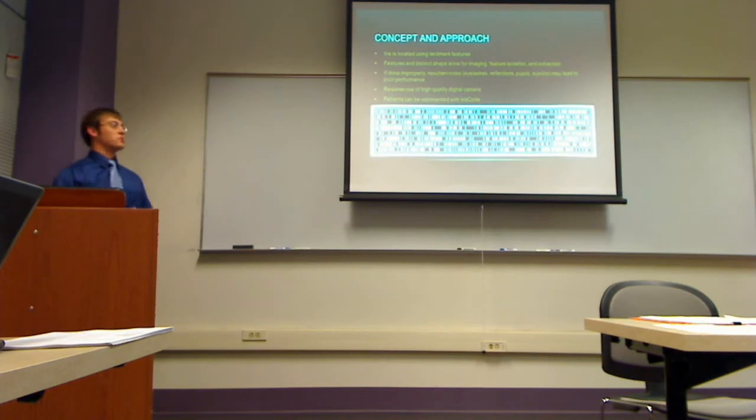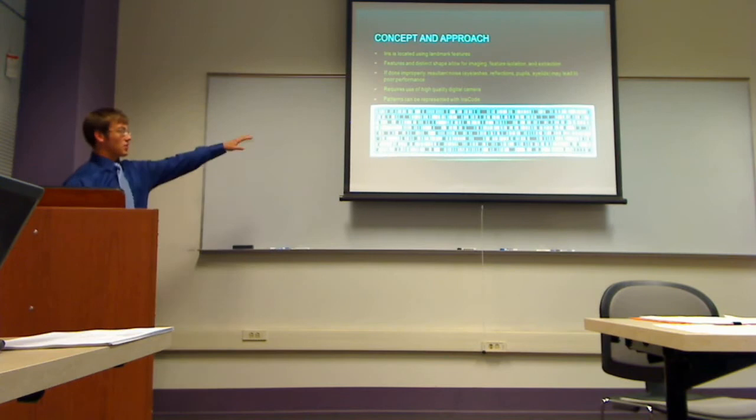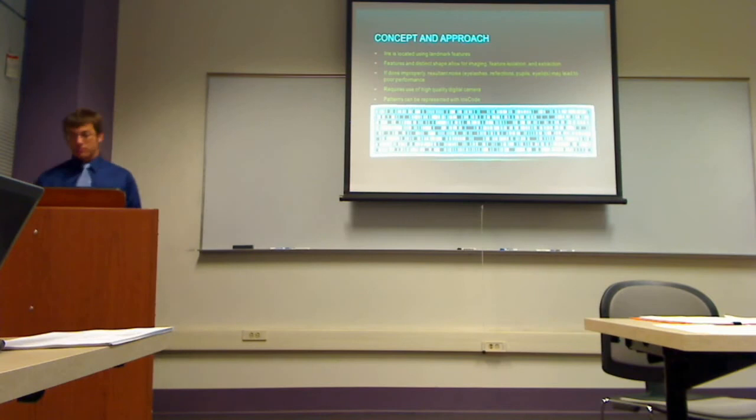The concept and approach for iris recognition is that the iris must be first located using landmark features. And these features and distinct shape of the iris allow for imaging, feature isolation, and extraction. However, if done improperly, resultant noise such as eyelashes, reflections, pupils, and eyelids may lead to poor performance. And this requires the use of a high-quality digital camera. And the patterns of the iris can be represented with what is called iris code, and that is what that block of bytes represents, the block of iris code.